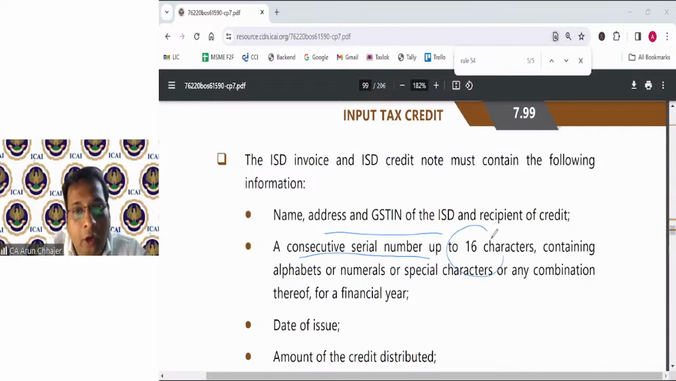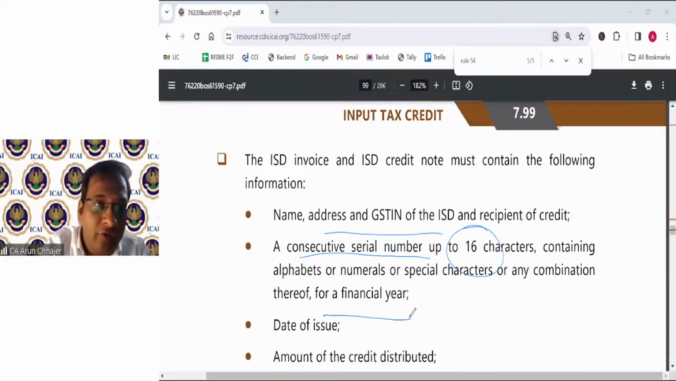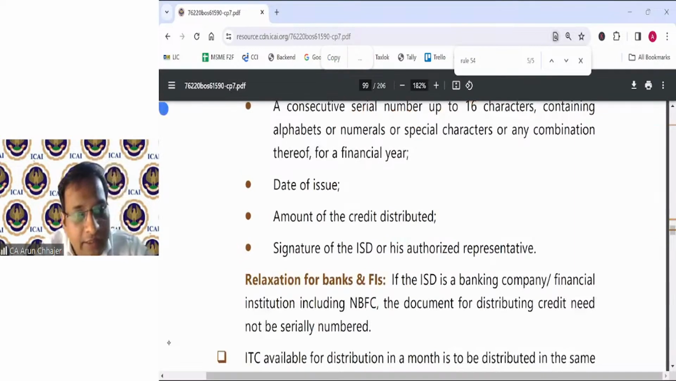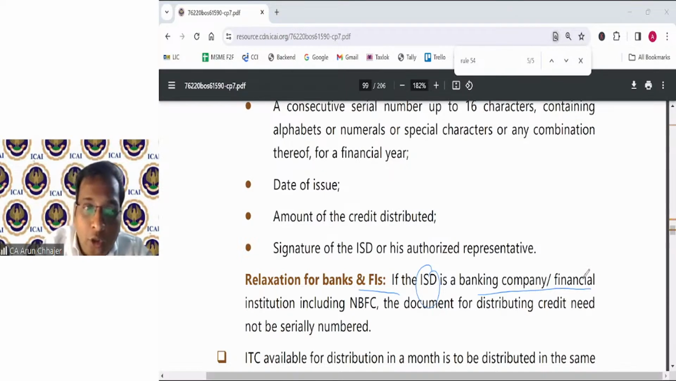A consecutive serial number not exceeding 16 characters, in one or multiple series or any combination thereof, for a particular financial year. Date of issue, amount of the credit distributed, signature of the ISD or his authorized representative. What is the relaxation for the bank and FI? If the ISD is a banking company or financial institution or NBFC, the document need not be serially numbered, not necessary.